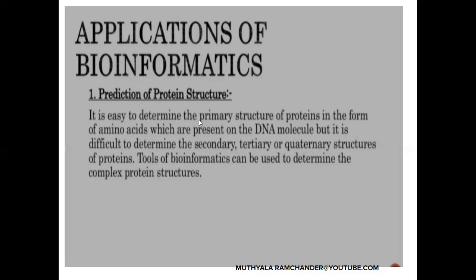It is easy to determine the primary structure of a protein, in the form of amino acids encoded on the DNA molecules, but it is difficult to determine the secondary, tertiary or quaternary structures of proteins. Tools of bioinformatics can be used to determine the complex protein structure. Prediction of protein structure means a protein structure is clearly identified and determined from the primary structure of the protein.